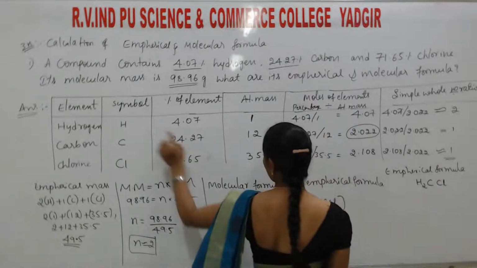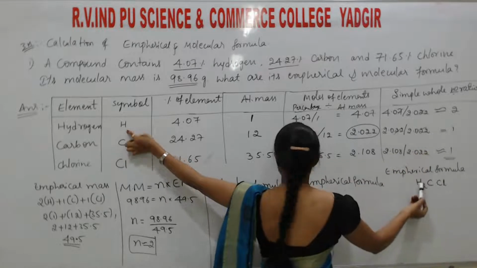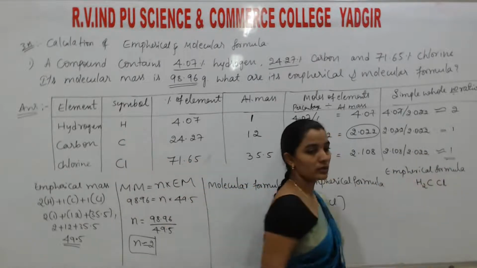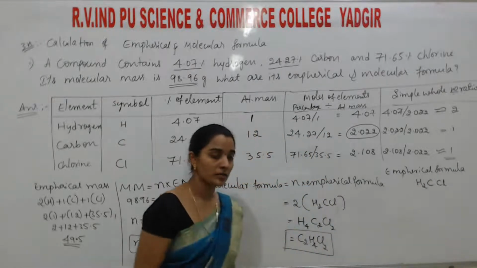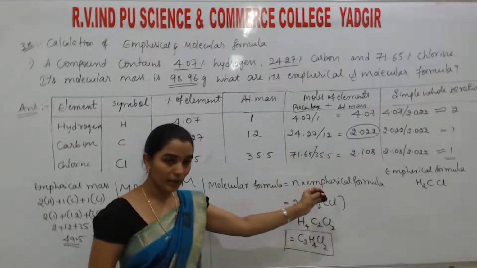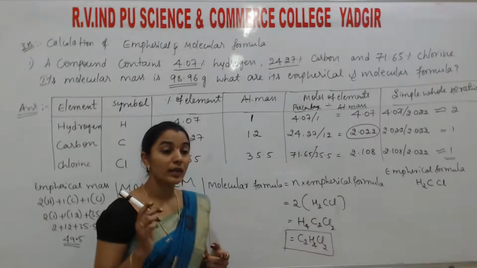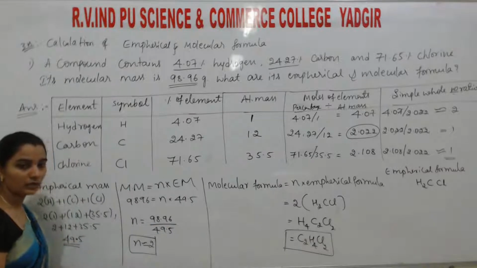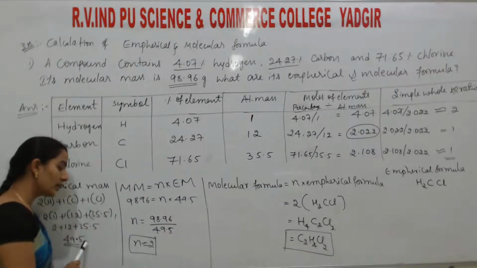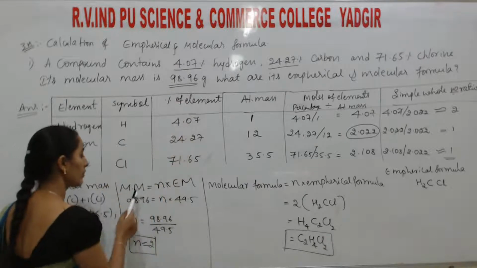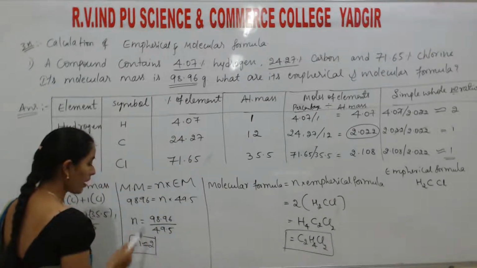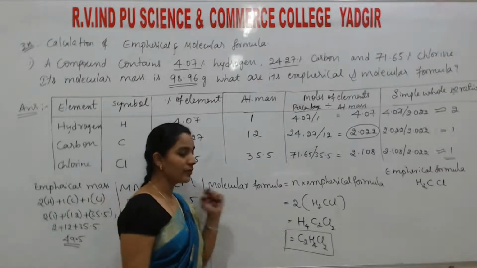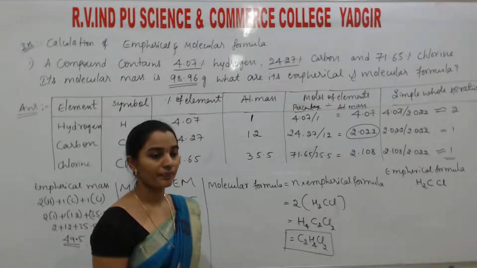With respect to hydrogen 2 is there, so H2. With respect to carbon 1 is there, and with respect to chlorine 1 is there. So that is the empirical formula. Once we got the empirical formula, we have to calculate the empirical mass this way. You know how to calculate mass? Once we got the mass, they have already given the molecular mass. By using this formula, we calculate the n value. Once we got the n value, we can easily find out the molecular formula.